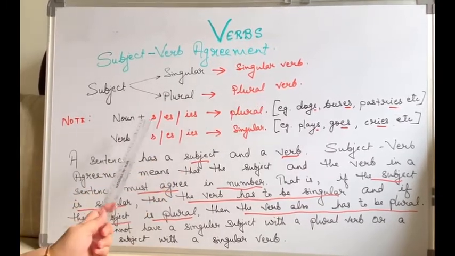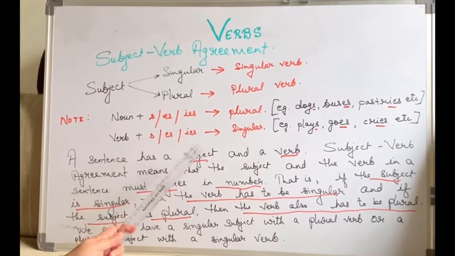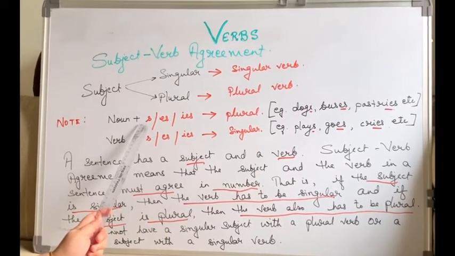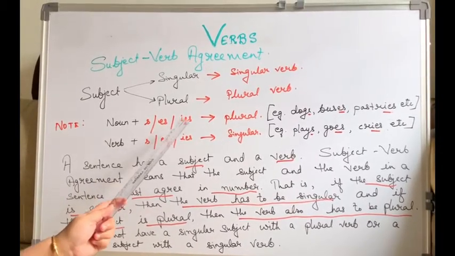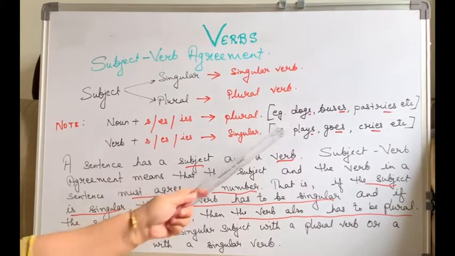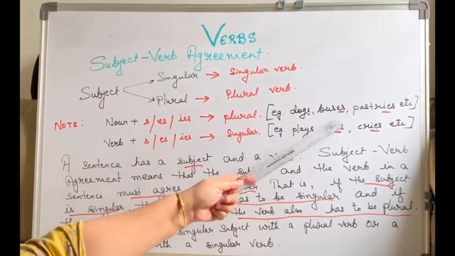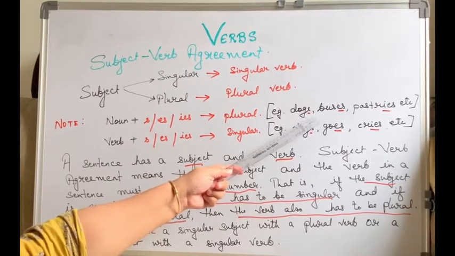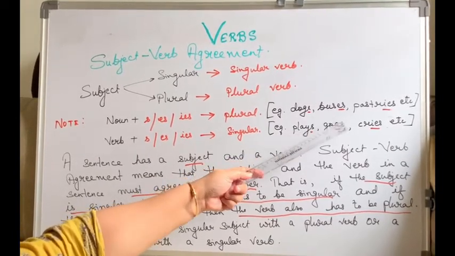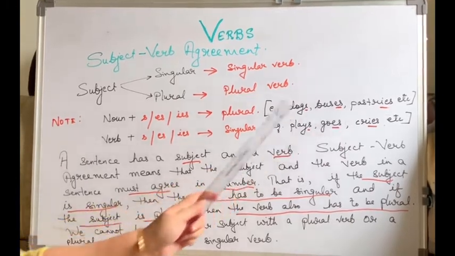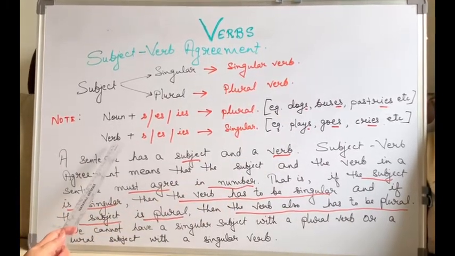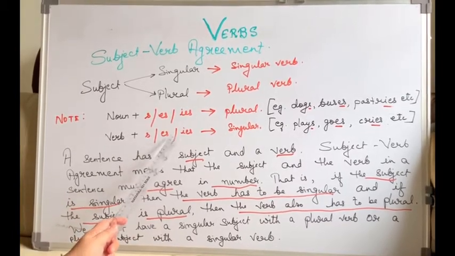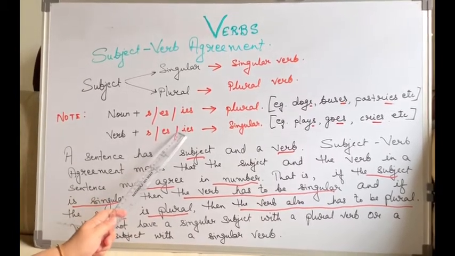Now how do we make verbs singular or plural? Like we have studied, to make nouns plural, we add s, es or ies. For example, dogs, buses, pastries, etc. See the spelling. In dogs we are adding s, in buses we are adding es, in pastries we are adding ies. But in the case of verbs, to make them singular, we add s, es and ies. It is just the opposite way.